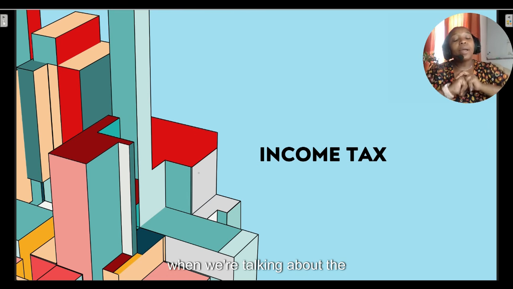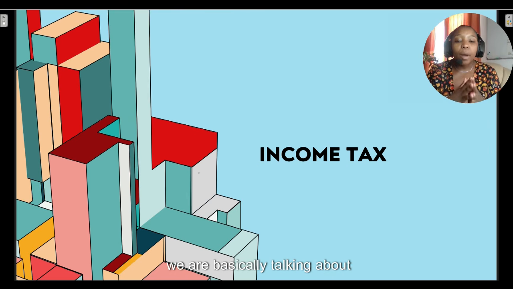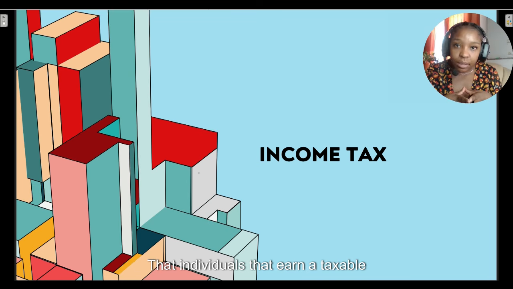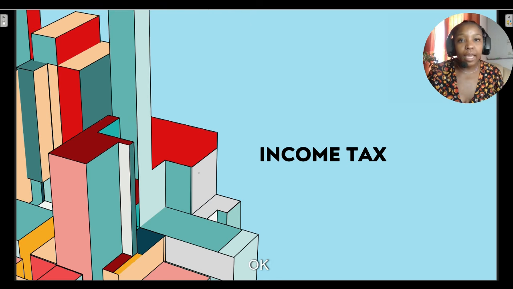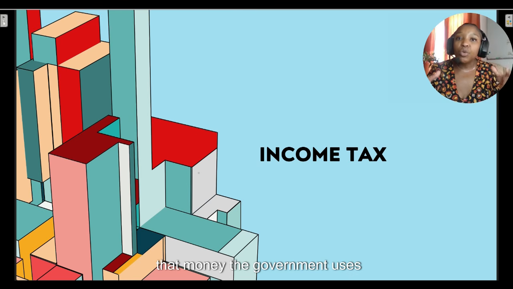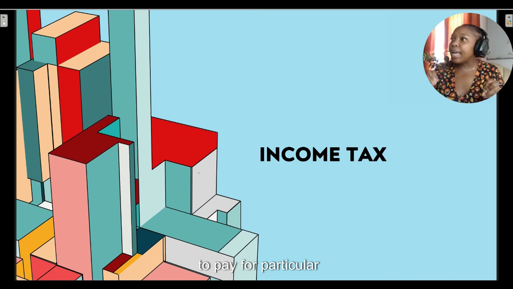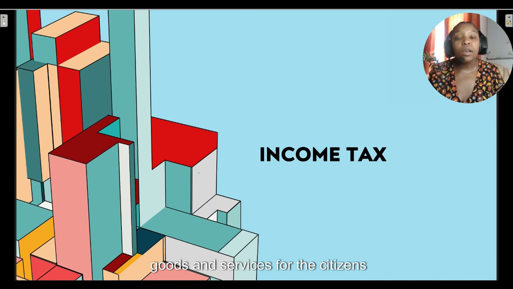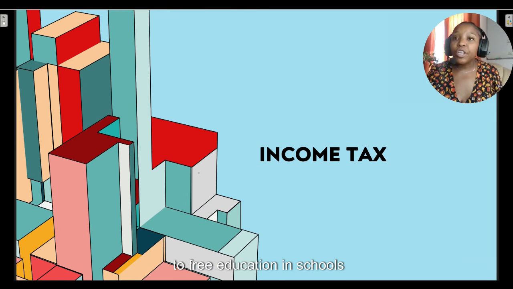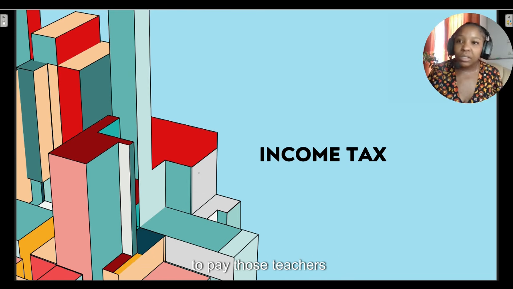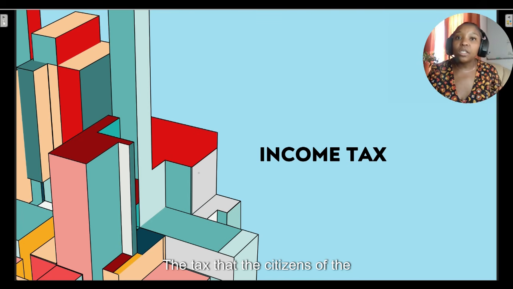Guys, when we're talking about income tax, we are basically talking about an amount that individuals that earn a taxable income pay to the government. Okay, and where does that money go? That money the government uses to pay for particular goods and services for the citizens of the country. The fact that we've got access to free education in schools, public schools, okay, where does that money come from to pay those teachers? The tax that the citizens of the country pay.